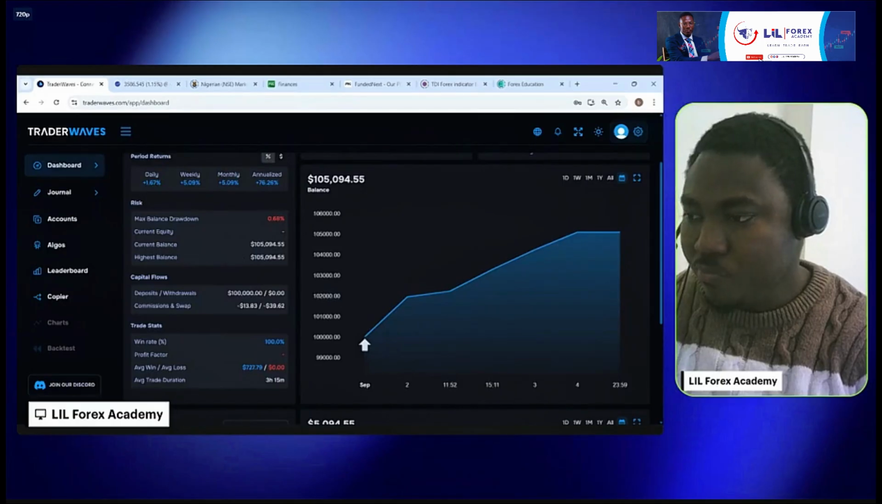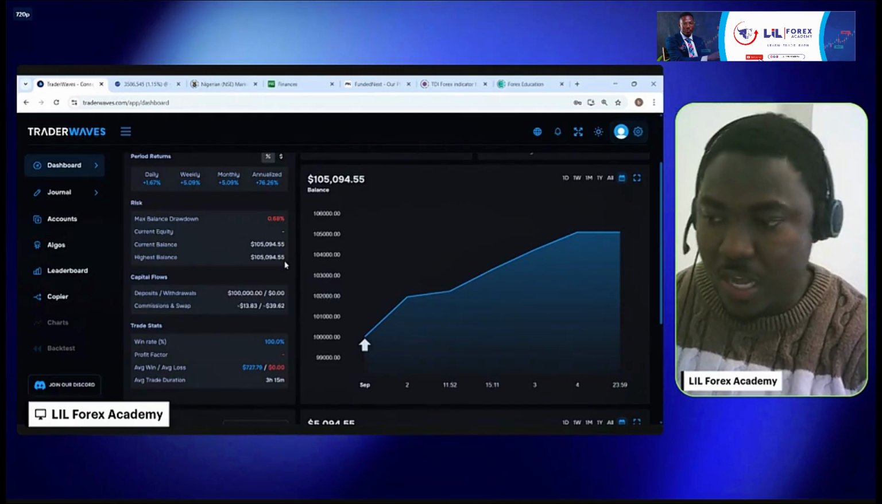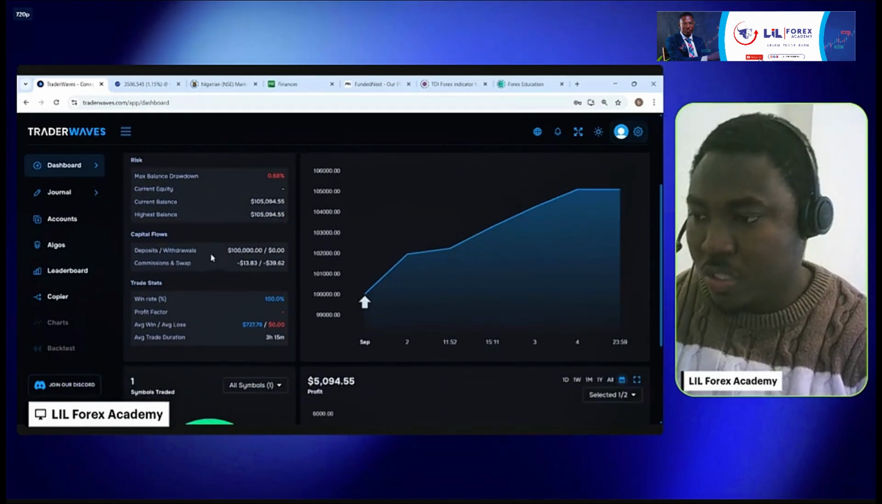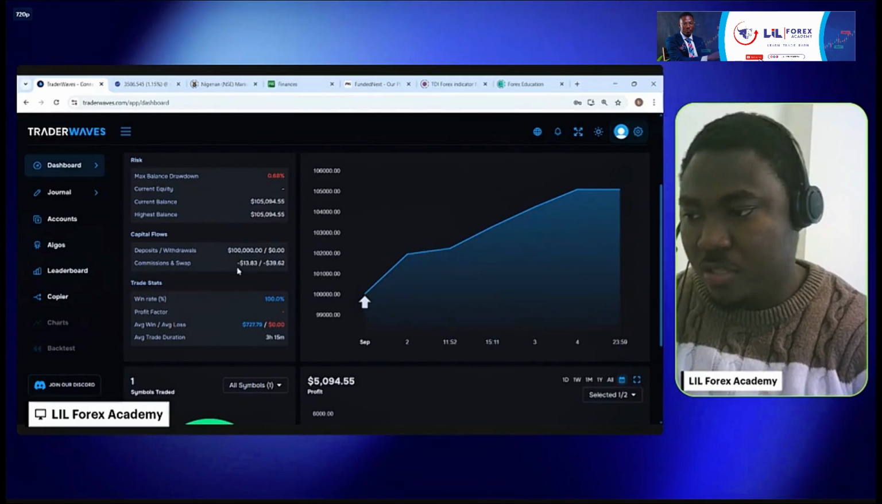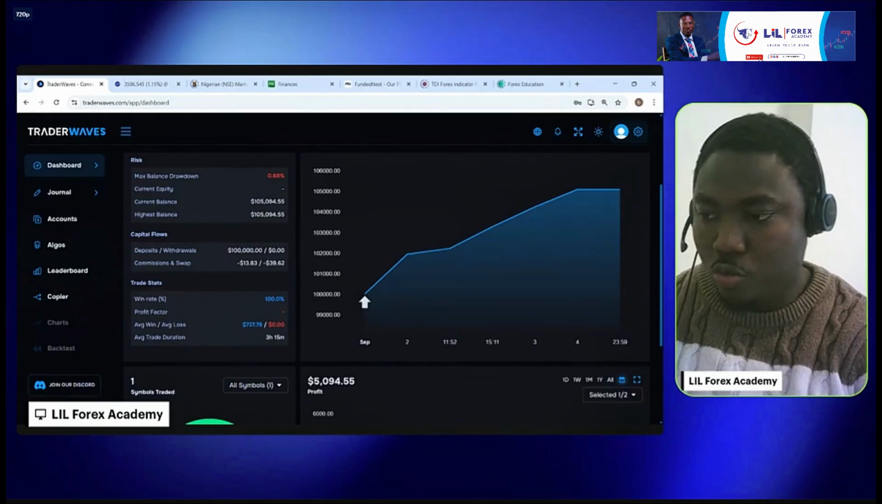Equity and the current balance. Okay, and the highest balance, which is because I have all my trades closed. So deposit and withdrawal, not the withdrawal yet, and you can see the deposit. And so these are the commissions I paid, and the money I also paid on swap.